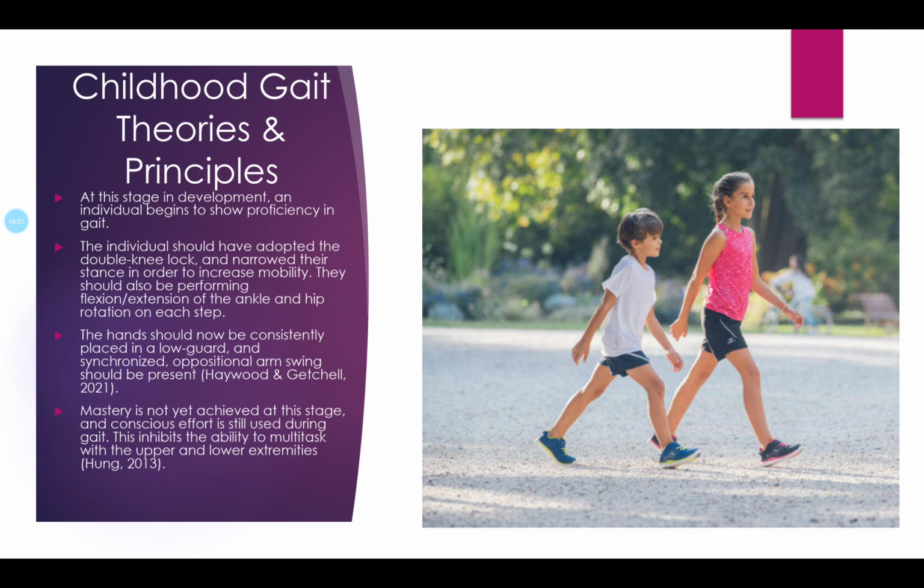Childhood gait theories and principles. At this stage in development, an individual begins to show proficiency in gait. The individual should have adopted by this point the double knee lock and narrowed their stance in order to increase mobility. They should also be performing flexion and extension of the ankle and hip rotation on each step. The hands should now be consistently placed in a low guard, and synchronized oppositional arm swing should be present.